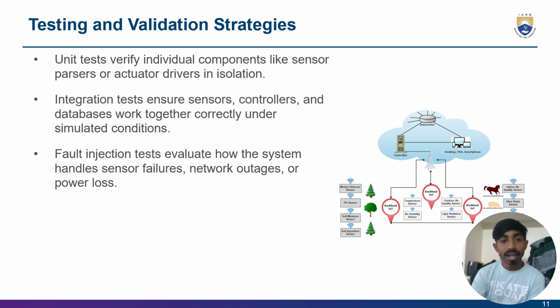Next, testing and validation strategies. Unit testing verifies individual components like sensor parsers or actuator drivers in isolation. Integration tests ensure sensors, controllers, and databases work together correctly under simulated conditions. Fault injection tests evaluate how the system handles sensor failures, network outages, or power loss.